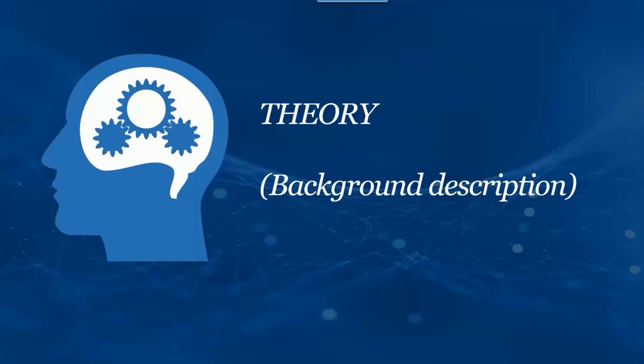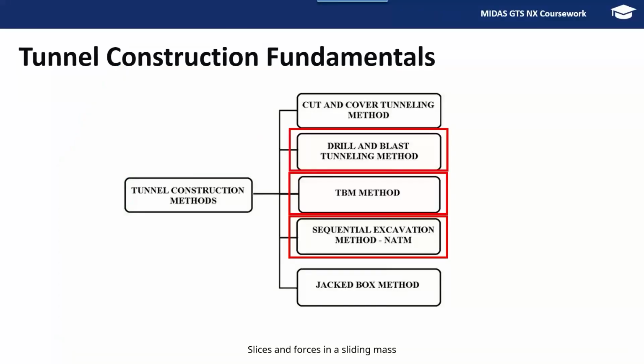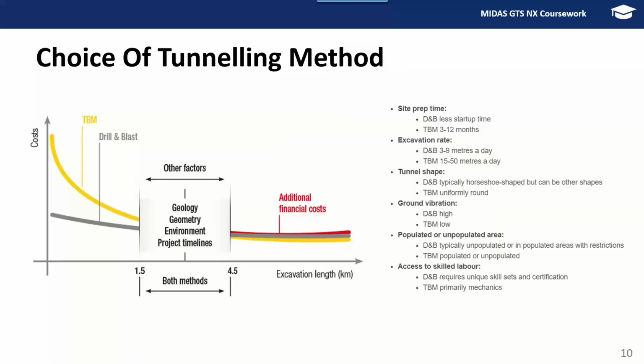I'll start with the basic tunnel construction methods. The most used tunnel construction methods are the cut and cover method, the drill and blast method, the TBM method, the sequential excavation or the NATM method, and the jack box method. We will try to cover the three most used methods, that is the DNB or the drilling and blasting, the TBM, and the NATM method. I'll start with the drilling and blasting method.